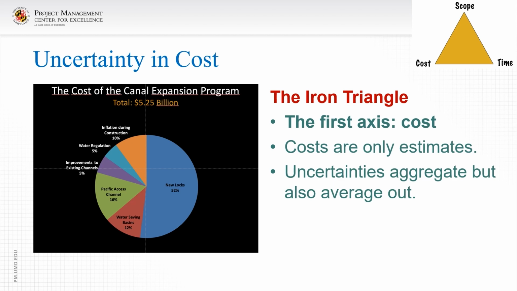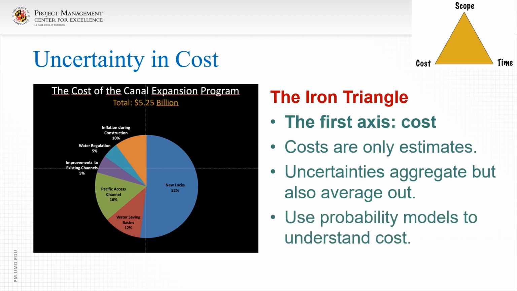I mean, if the uncertainties in the various cost components are independent of one another, some costs might turn out to be higher than we thought, but others might turn out to be lower. And so those two balance out. And so we typically get relatively well-formed estimates with modest amounts of uncertainty. And as we will see throughout this course, we can use probability models to help us understand those costs.